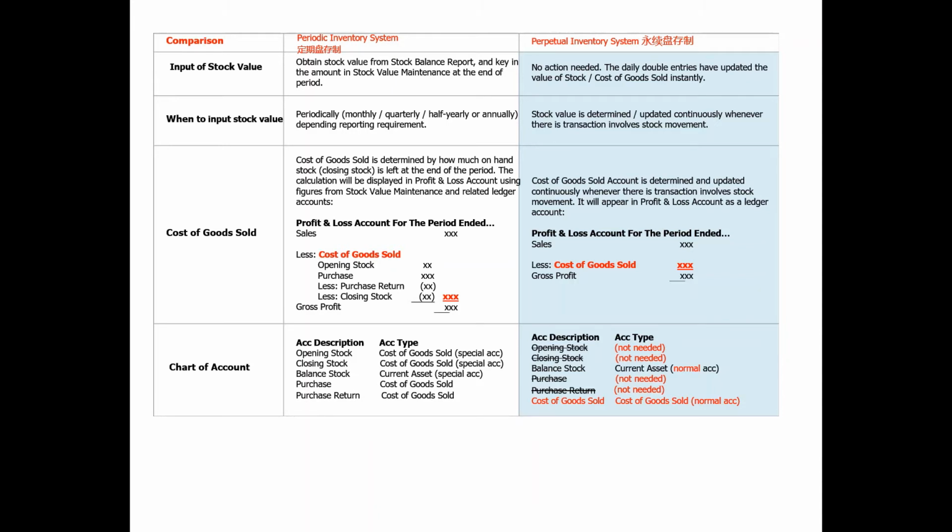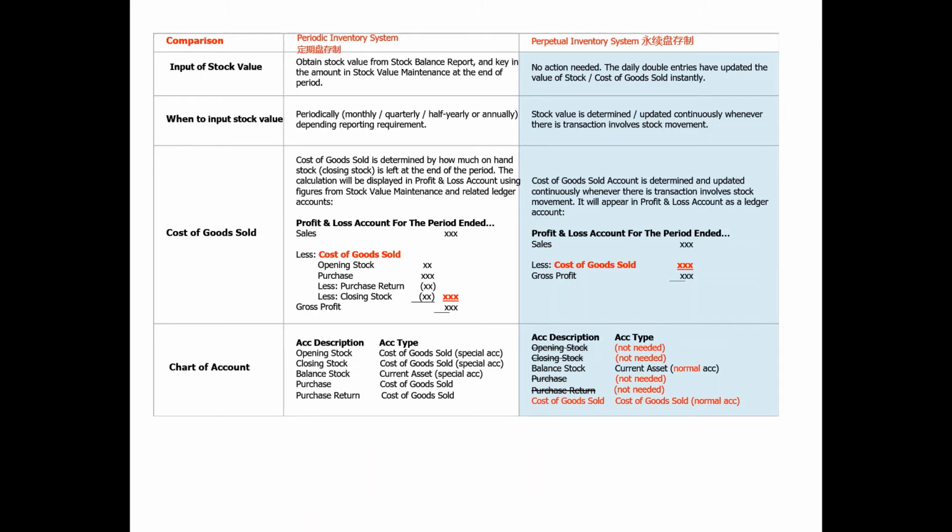Next, when to input stock value. So for periodic inventory system, it is when you want to generate your financial report, either monthly, quarterly, half yearly, annually, and also depending on the reporting requirement, right?